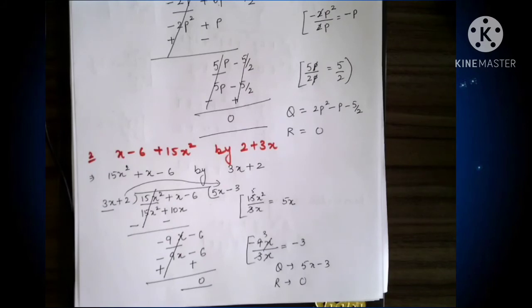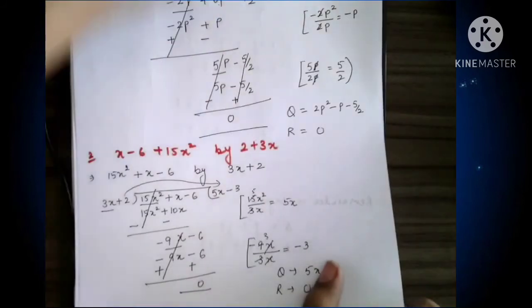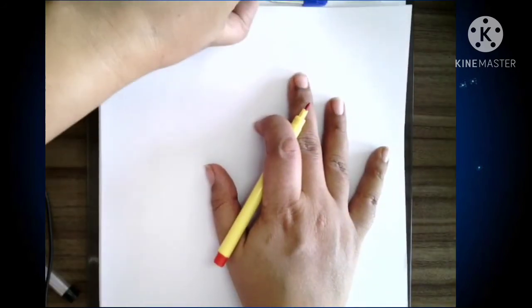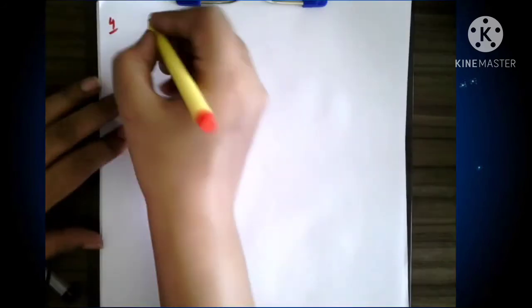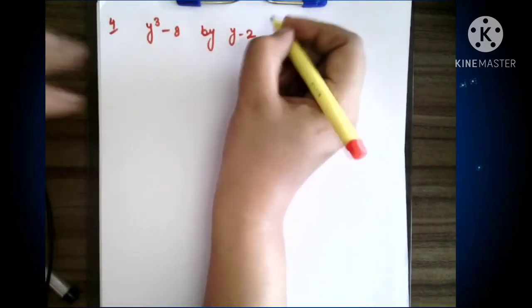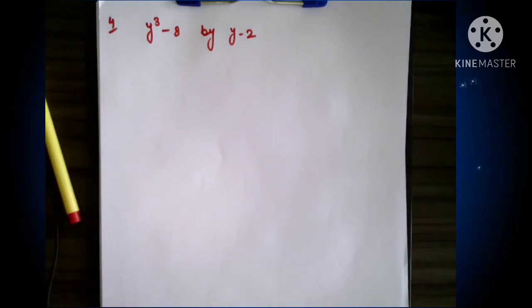All done? Children, the third part is the same as your question number 1 and 2 that you will solve yourself. Now I am moving to question number 4. Very, very important. Okay? In this video we will complete till question number 4. Question number 4 is y cube minus 8 by y minus 2. The question is very simple, but one thing we have to keep in mind.